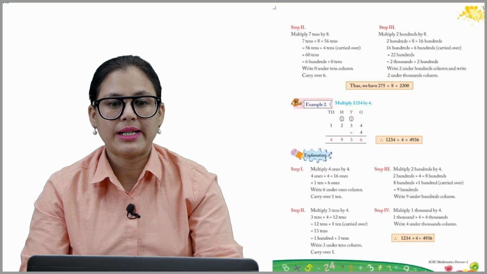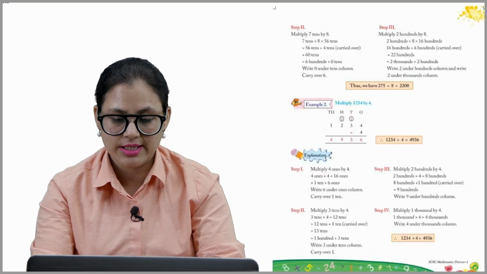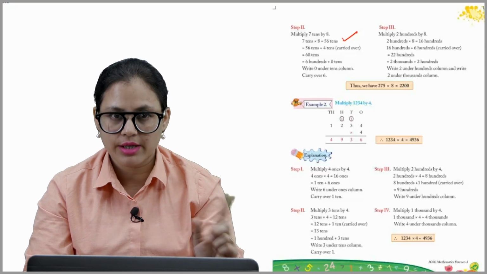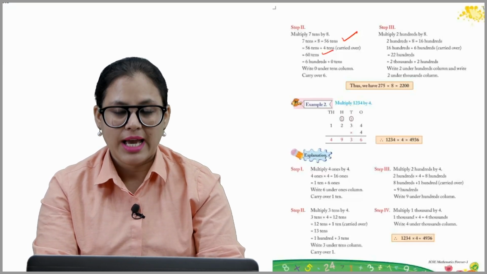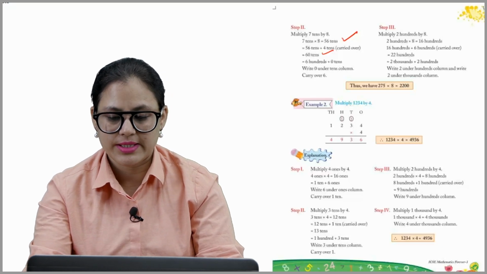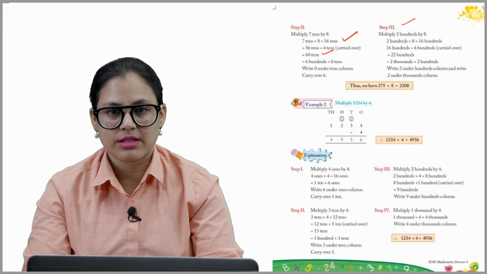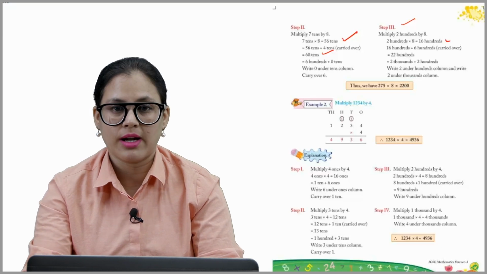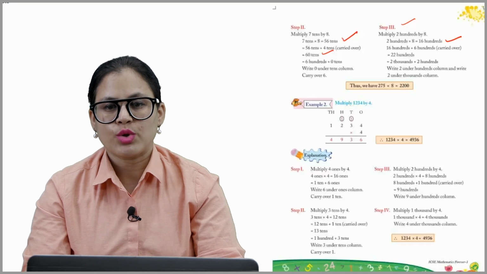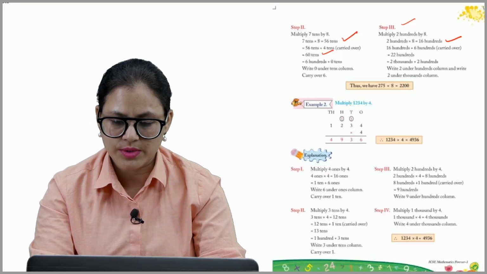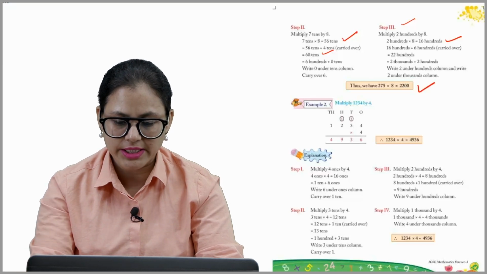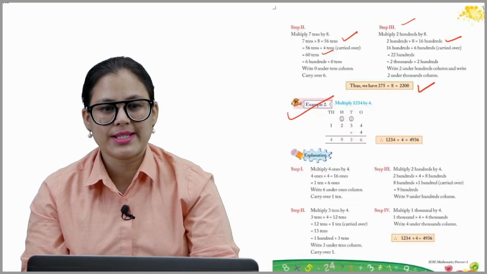In step 2, we will multiply 7 tens by 8. 7 tens into 8 is equal to 56 tens. So 56 tens plus 4 tens carried over is equal to 60 tens. Okay. And 60 tens is 6 hundreds plus 0 tens, write 0 under the 10's column and carry over 6. Step 3, multiply 2 hundreds by 8. 2 hundreds into 8 is equal to 16 hundreds. 16 hundreds plus 6 hundreds carried over is equal to 22 hundreds. So 2 thousands plus 2 hundreds, write 2 under the hundreds column and write 2 under the thousands column. So we have this answer. Similarly, you will do this example also.